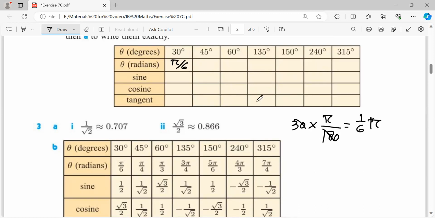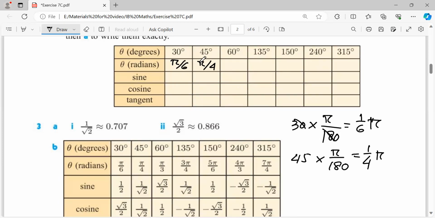And as well 45. 45 times pi over 180 is going to be 1/4 pi. So it's going to be 1/4 pi here. Okay, and with the same procedure, you may complete all this table.